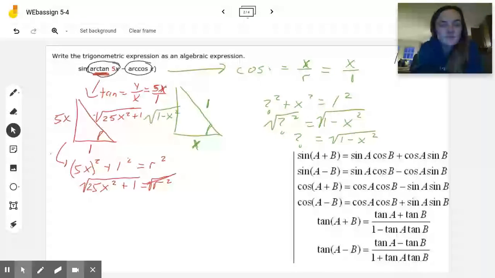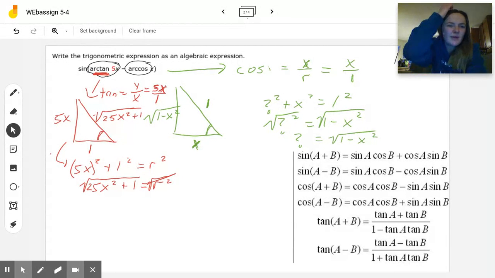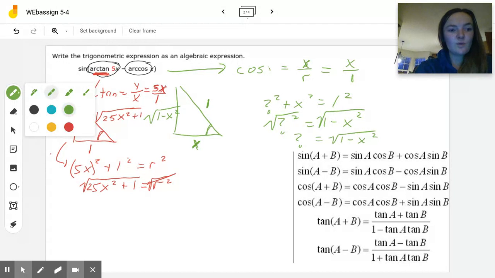In essence, I'm trying to write this as an algebraic expression. I don't want to have any more of these sines or tangents or arctangents or cosines. I want to write this all in terms of just x's. And so I can totally do that. I'm just going to pick the one that applies. So the one that applies, if I'm looking at this whole thing, too dark.